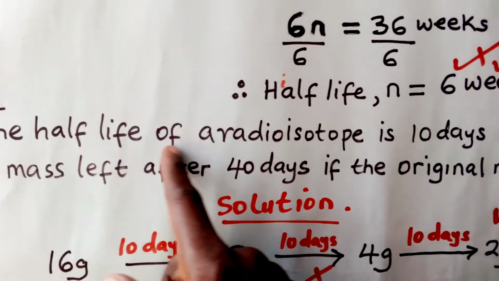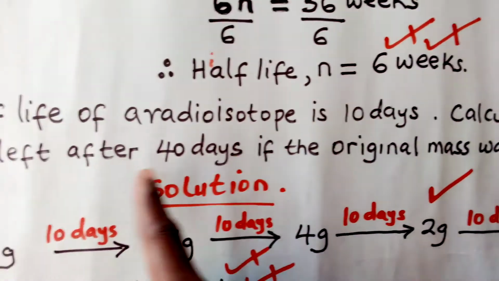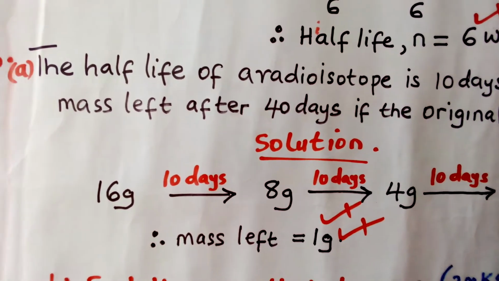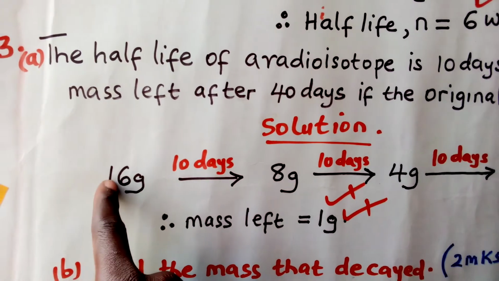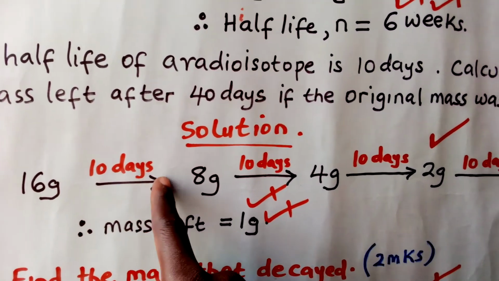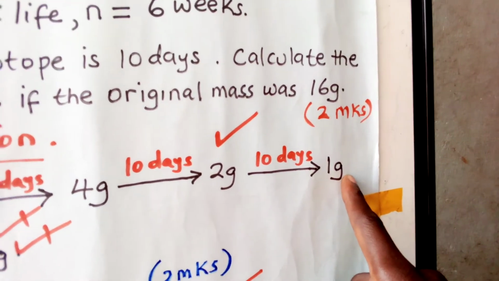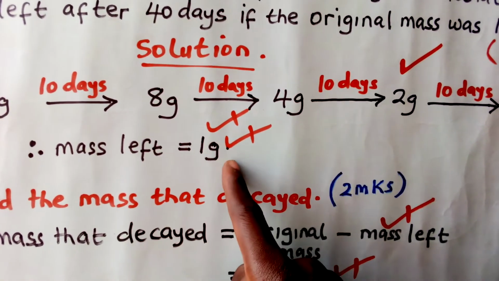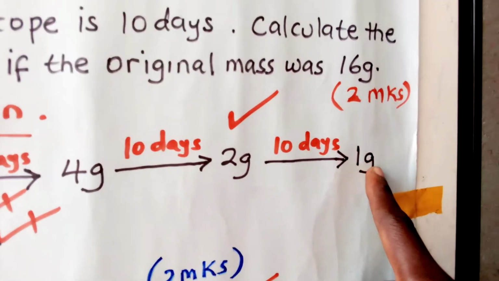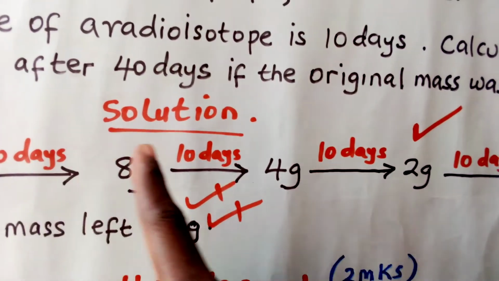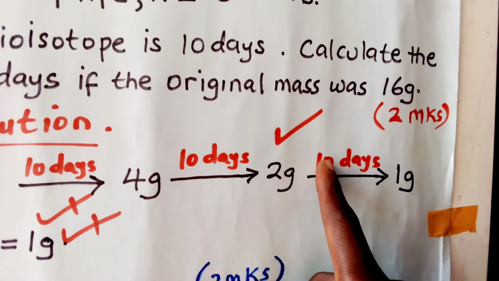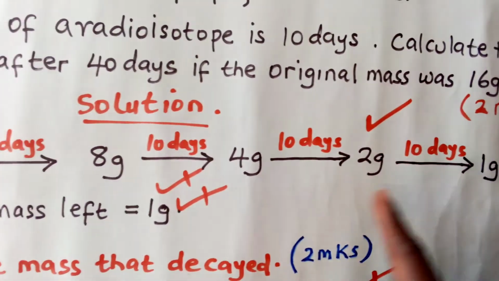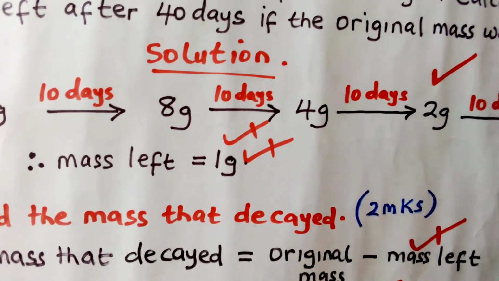He said the half-life was 10 days. Calculate the mass left after 40 days. So if you look at this, what is the mass left? It started with 16 grams. It ended with 1 gram after 40 days. So we simply say the mass which is left after 40 days is going to be 1 gram. When you add all this time, 10 plus 10 plus 10 plus 10, you get 40 days. And what is the mass here? The mass left is 1 gram. So you simply say the mass left is 1 gram.